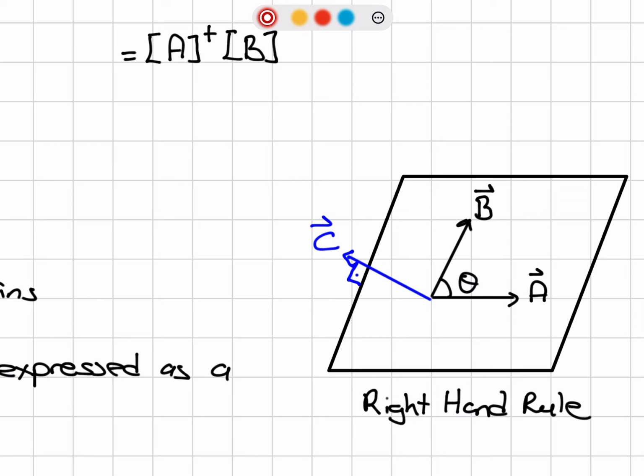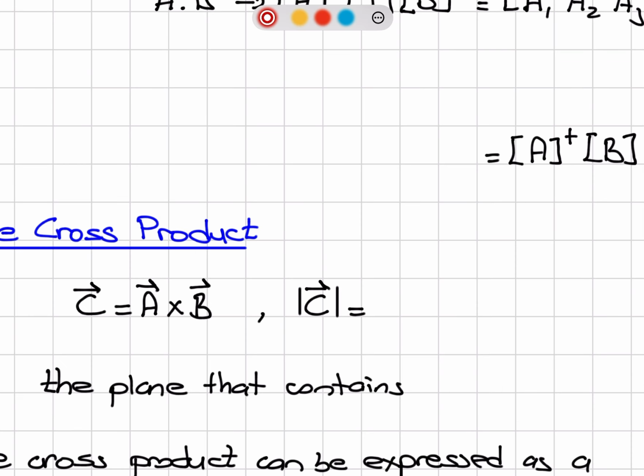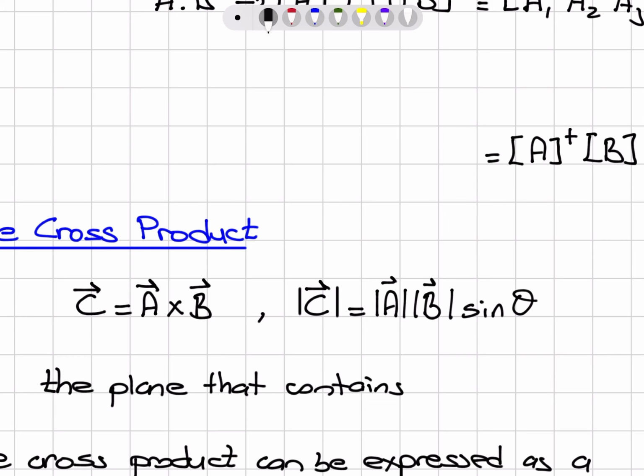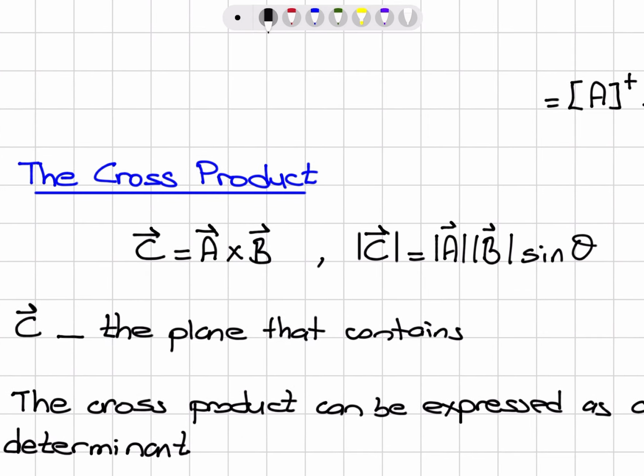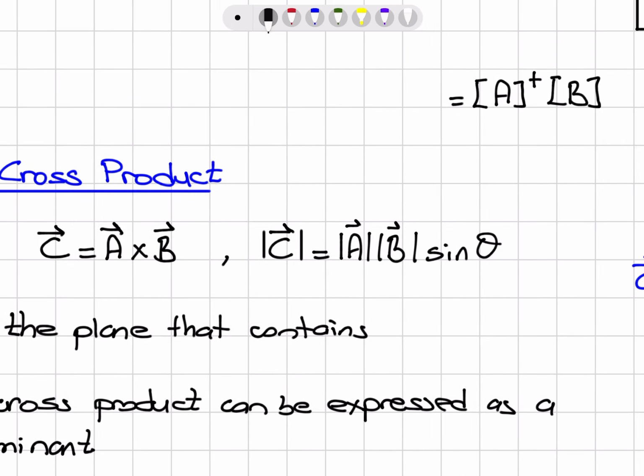The right-hand four fingers point in the direction of A, then we curl them towards B, and the thumb points perpendicular to the plane that contains A and B, showing us the direction of C. So we show the cross product with this cross sign, and the magnitude of vector C is the magnitude of vector A multiplied by the magnitude of vector B and the sine of the angle between them. And this vector C is perpendicular to the plane that contains the two vectors A and B.